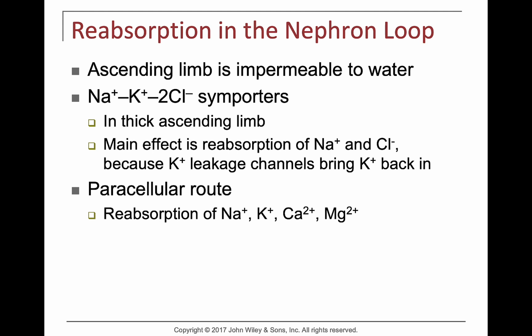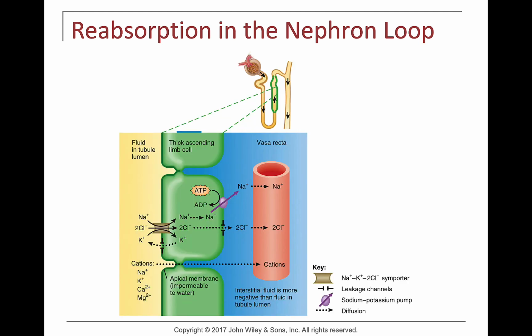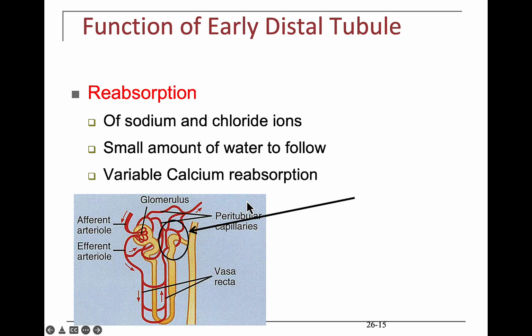There's also some paracellular reabsorption between cells of sodium, potassium, calcium, and magnesium. So you can see a little bit of this. There's the sodium 2-chloride potassium symporter, and there's some of the cations going through paracellular reabsorption. So we see some of those potassium ions are secreted back in as sodium and chloride are reabsorbed into the blood.